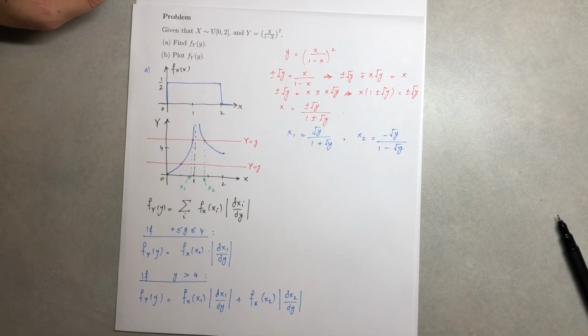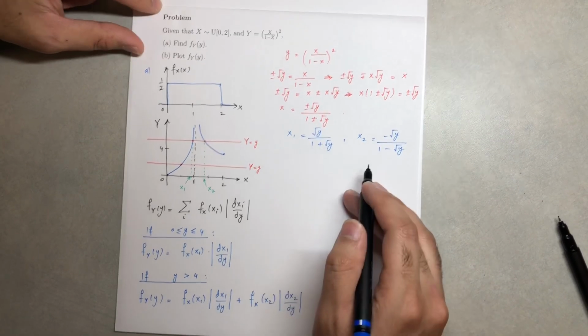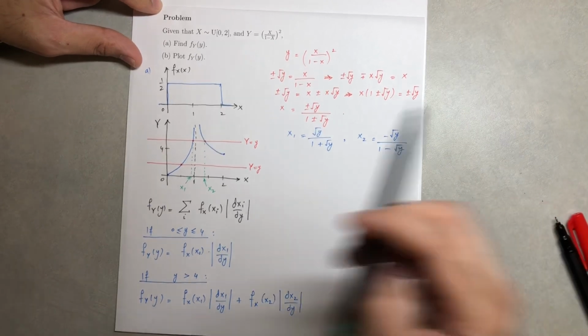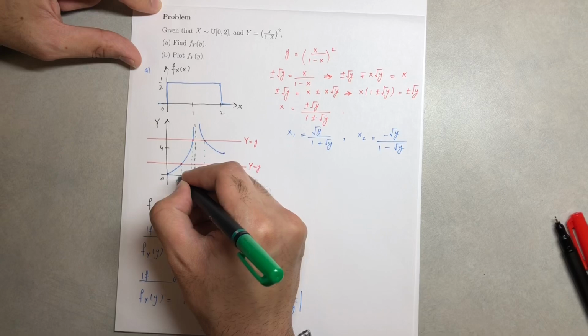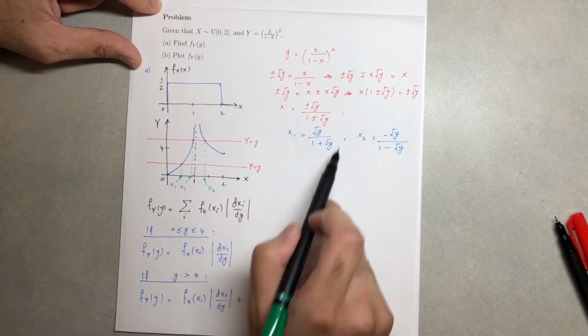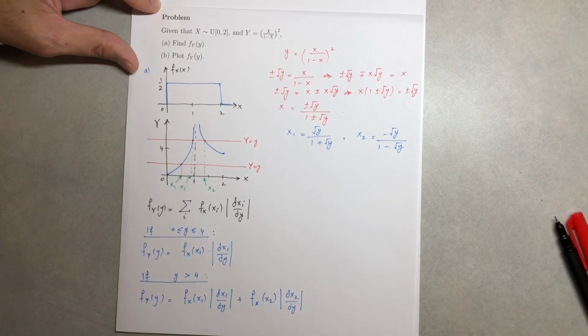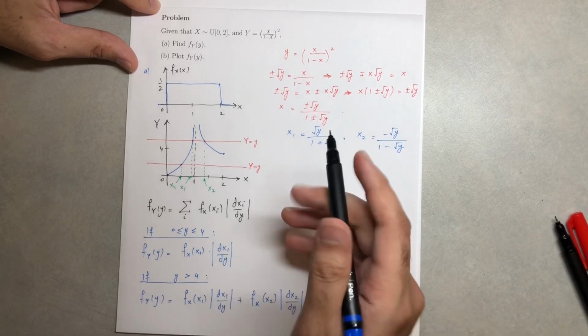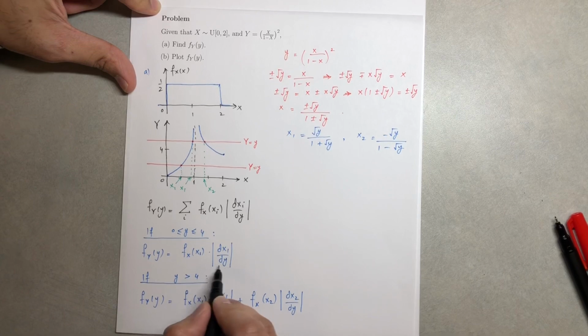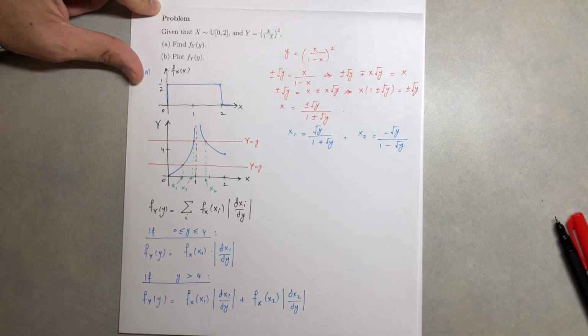All right, so we have got x1 and x2, and remember, when y is here, this point here is also x1, having the same form, x1 equals square root of y over 1 plus square root of y. And the remaining part is these derivatives. So let's compute these derivatives.